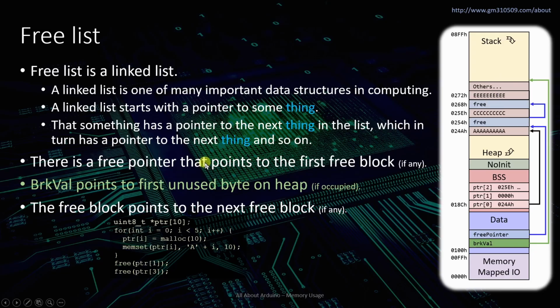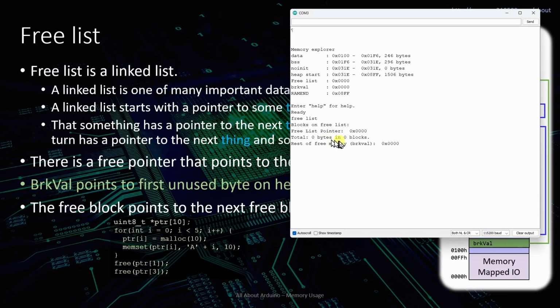So let's just have a look at that. Initially they're both 0. As I said, I've added it here. So the free list is 0, meaning it's empty, and the break value is 0, which means basically nothing's been allocated on the heap yet. So we just start from the top of the memory, which is this 31E location.